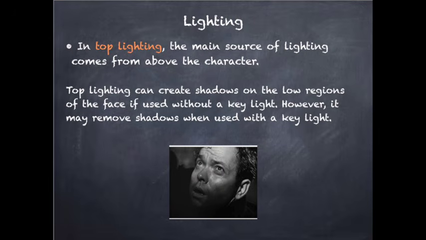In top lighting, the main source of lighting comes from above the character. Top lighting can create shadows on the low regions of the face if used without a key light. However, it may remove shadows when used with a key light.